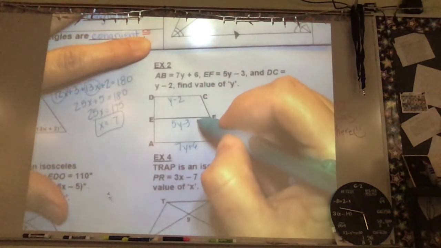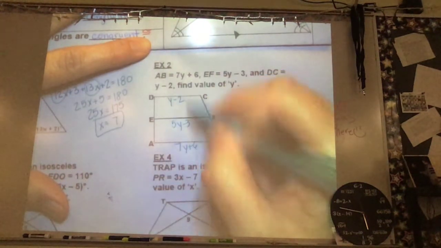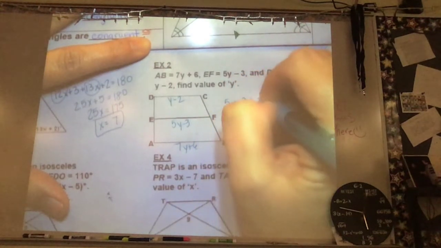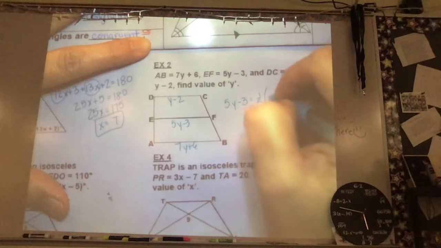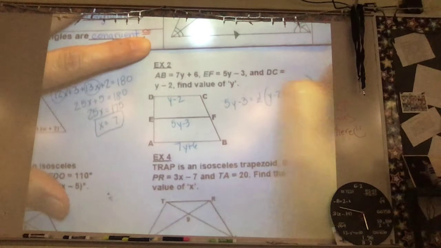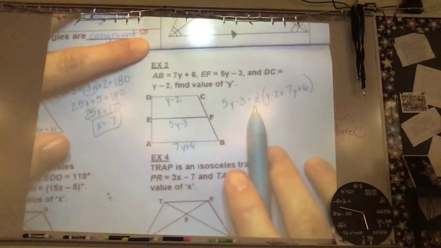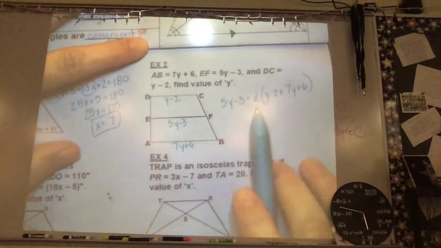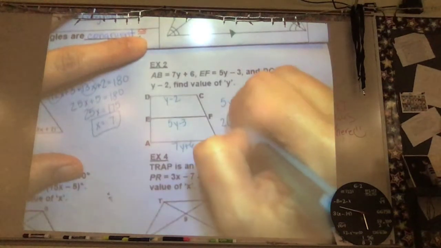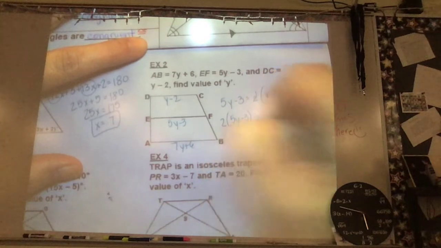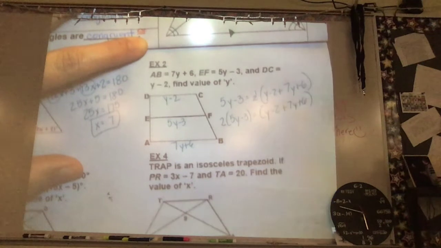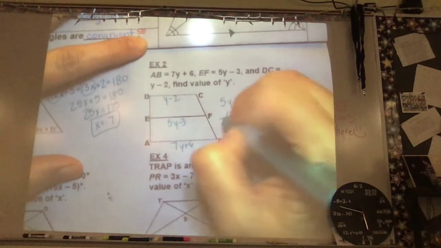So we know that the mid-segment is half of the sum. So 5y minus 3 is half of y minus 2 plus 7y plus 6, okay? If you want to not deal with the fraction, then instead you could multiply everything by 2 and say that 2 times 5y minus 3 would equal the sum, y minus 2 plus 7y plus 6. Then you don't have to deal with fractions and everybody's happier.